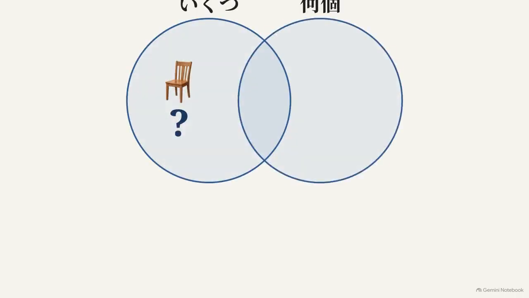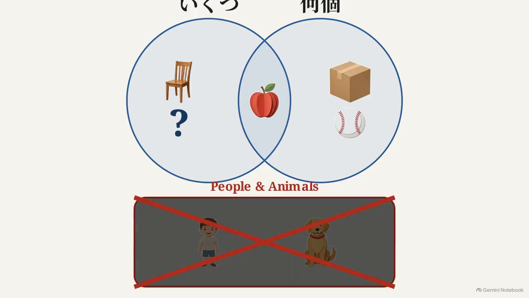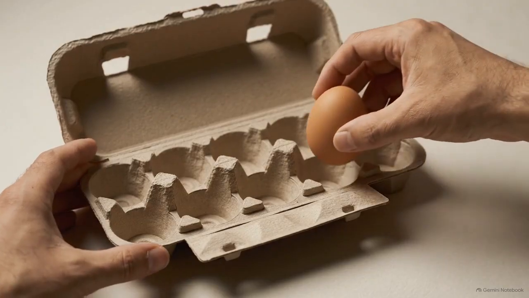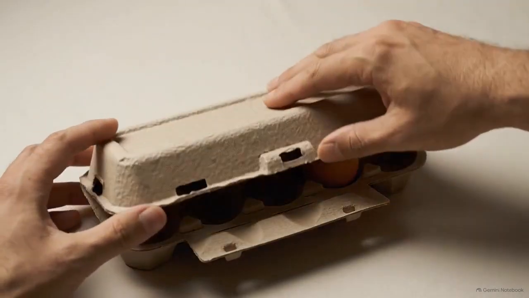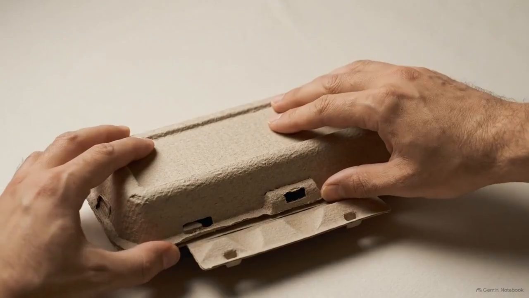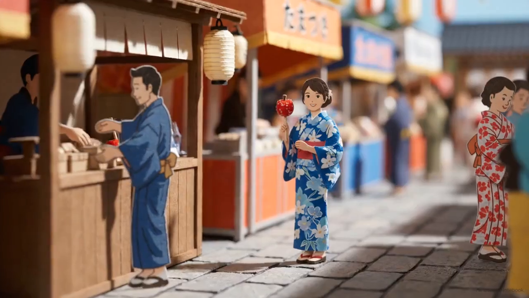You might also hear nanko. This is a popular alternative that is used strictly for three-dimensional objects. As you can see, both of these words stay away from counting people or animals. While nanko is common for things like eggs or boxes, ikutsu remains the standard default for general items. Knowing these boundaries prevents grammatical errors when you switch from talking about groceries to talking about your pets or your family.